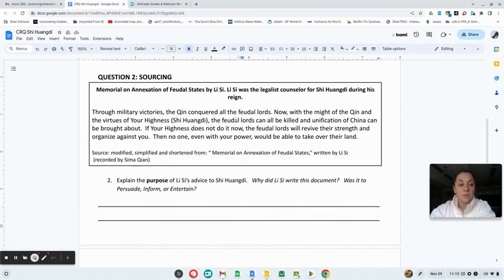Question 2. So question 2 is always a sourcing question, meaning it's always about the author. In this case, the author of this is Li Si. He's the guy that wrote it. Right? I'm going to read my question first. My question says, explain the purpose, why he wrote it, of Li Si's advice to Shi Huangdi. Was it to persuade, inform, or entertain?